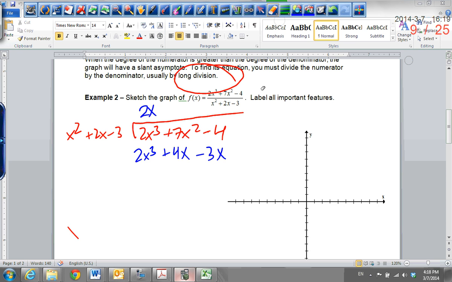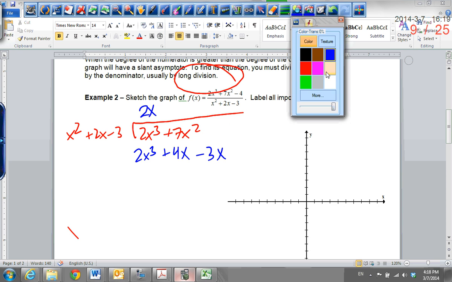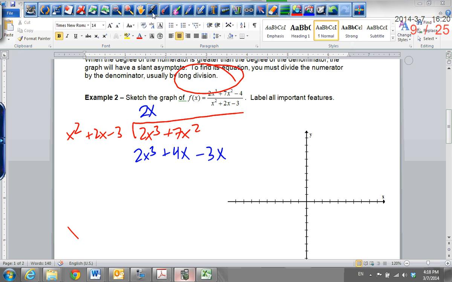And what I forgot to do was leave myself room for my 0x. So be sure you do that. So we've got 0x and then minus 4.